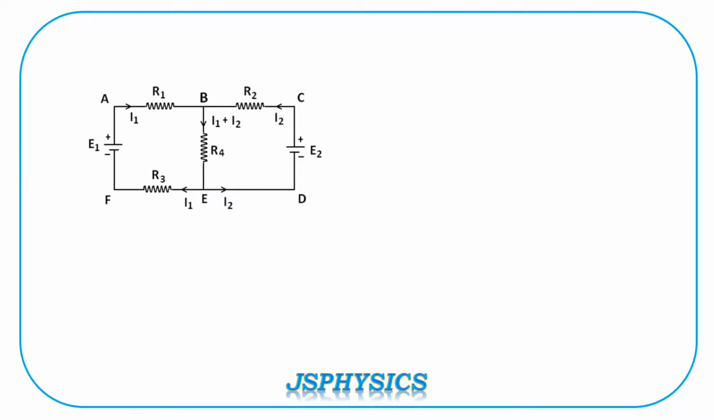Let us again take one example. This is a simple electrical circuit in which we can see there are three loops. Which three loops? One is A, B, E, F, A, the other is B, C, D, E, B, and the third is A, B, C, D, E, F, A. So three different closed loops are there. Now we have to apply Kirchhoff's law to these three different loops, and let us see how we are applying.